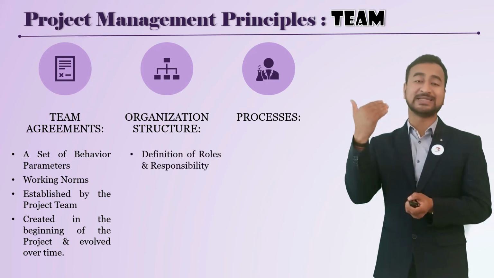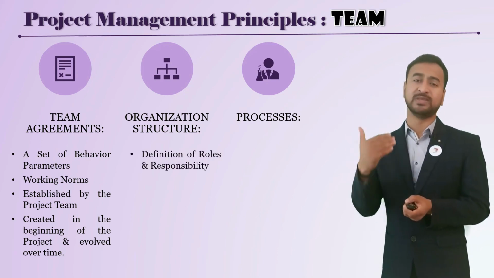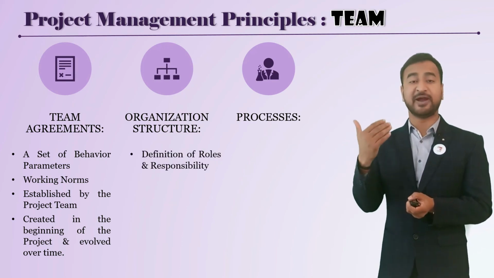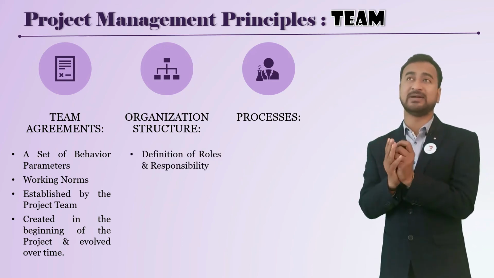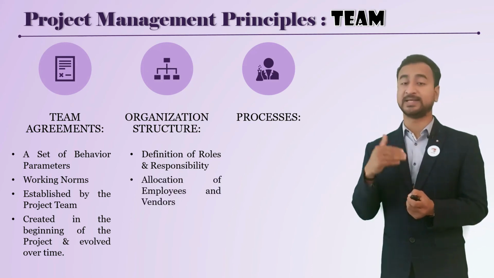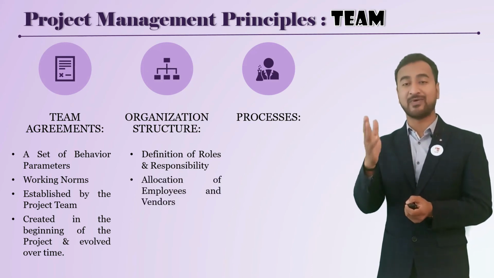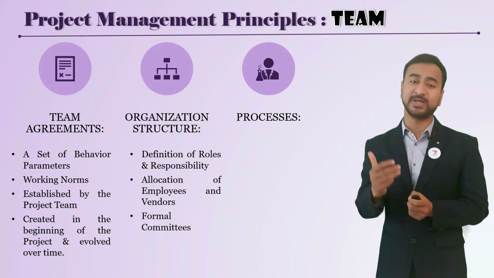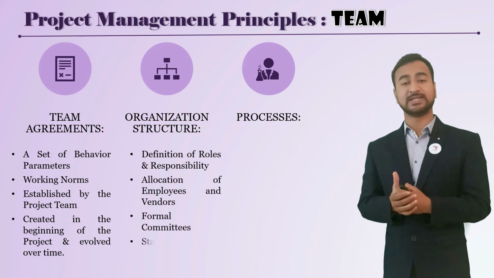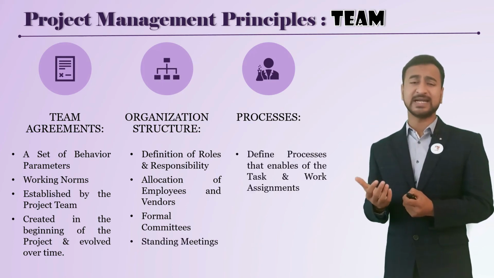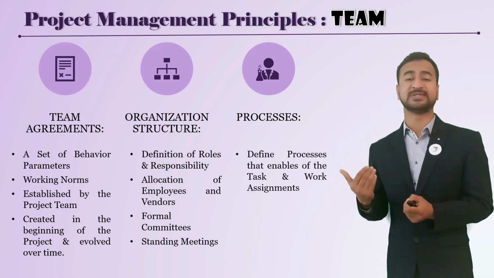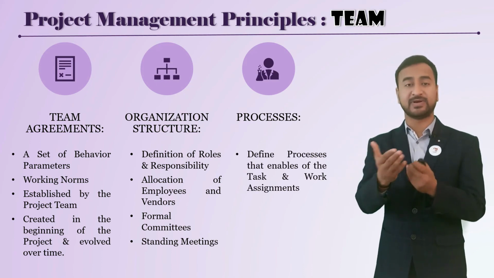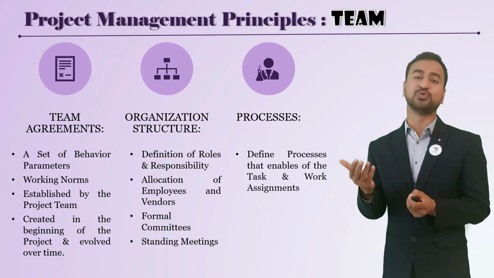Organization structure, that is the hierarchy, who reports to whom, the chain of command, the defined roles and responsibilities, so that there is no blame game later on. You should have very clearly defined roles and responsibilities. Certain formal committees need to be created for managing the teams and standing meetings and all that, and the processes that define the task and how you're going to execute those tasks.